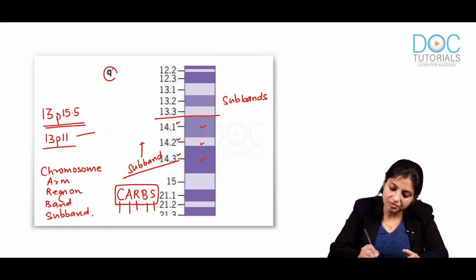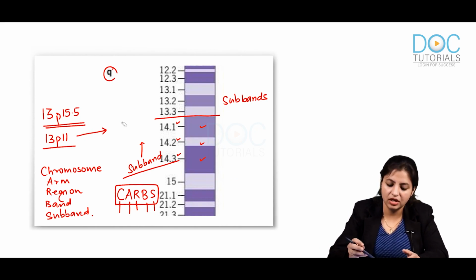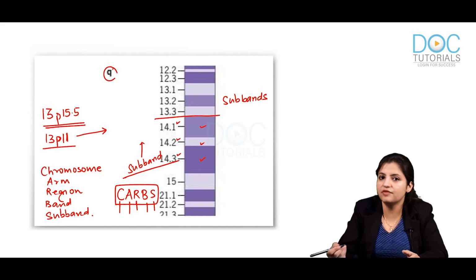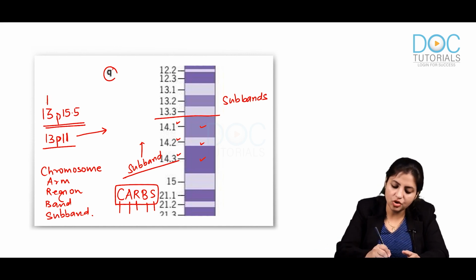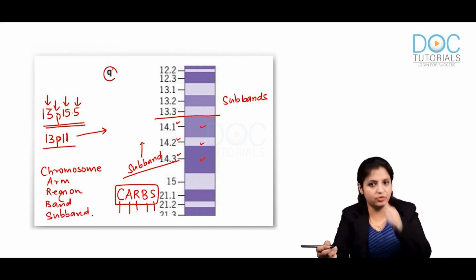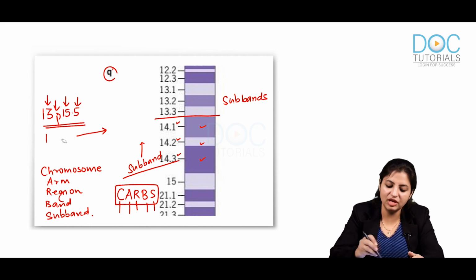13p11. What is this? Chromosome number 13, short arm is P, 11 is the region. They have not written the bands. Another one: chromosome number 13, short arm is P, the region is 15 and the band number is 5. You understand that?